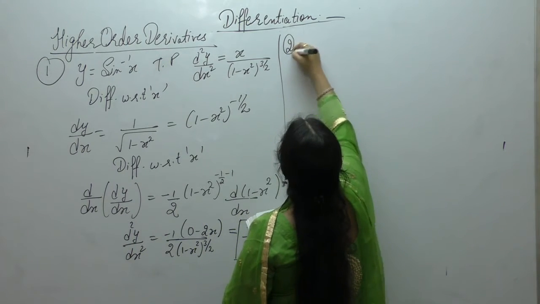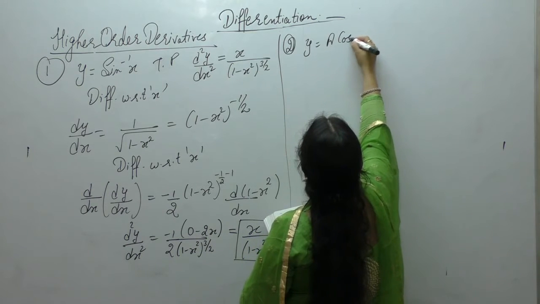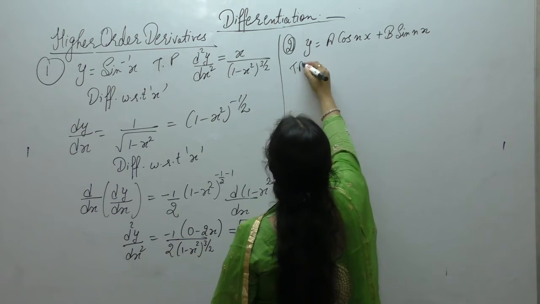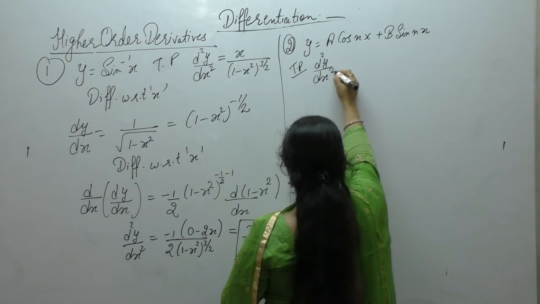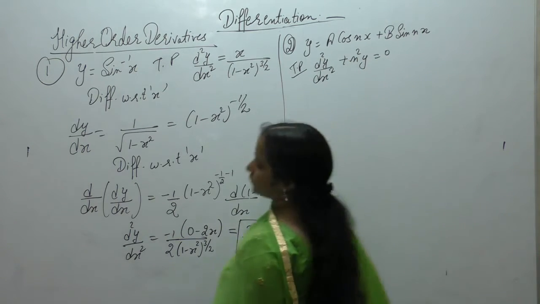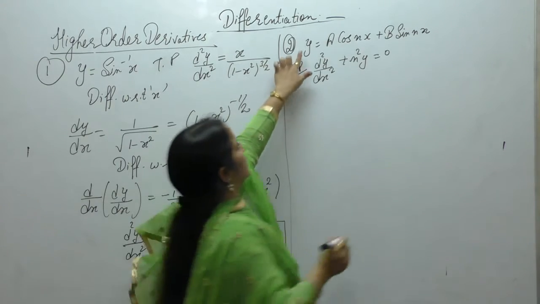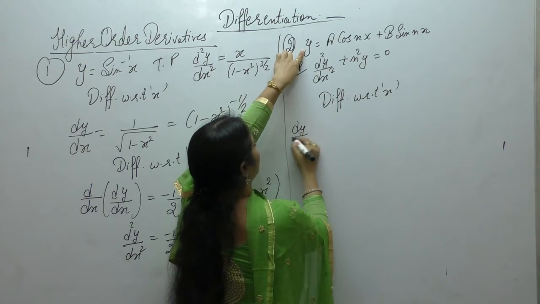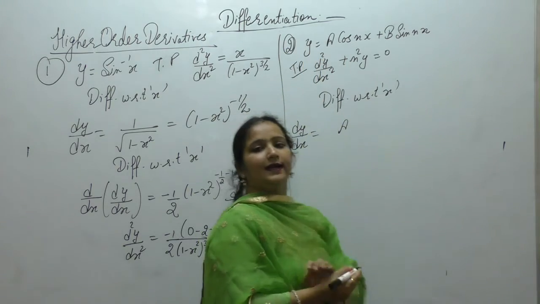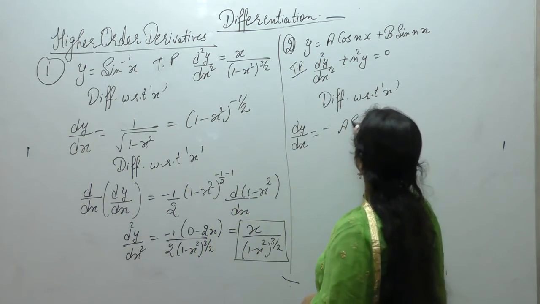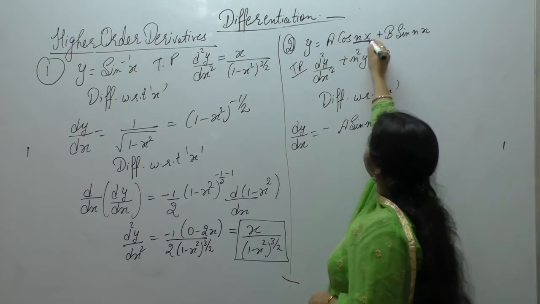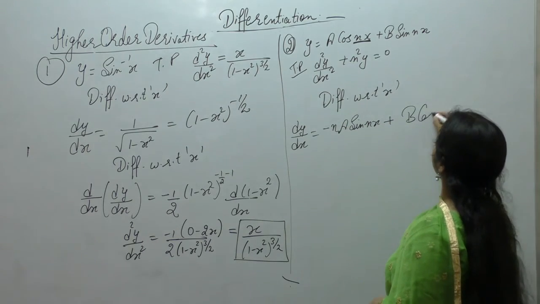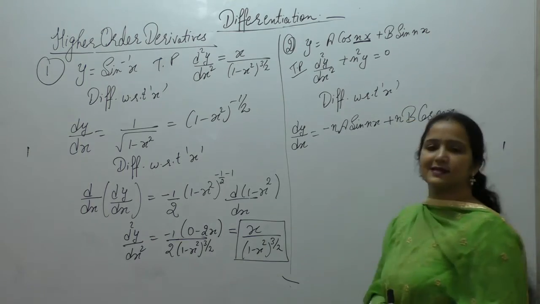Next one is, if y is equal to a cos of nx plus b sin of nx, prove that d square y upon dx square plus n square y equal to 0. Differentiate this with respect to x. What we get? dy upon dx, a is constant, derivative of cos is minus sin nx, derivative of nx is n. Clear? Plus b, derivative of sin is cos, derivative of nx is n.